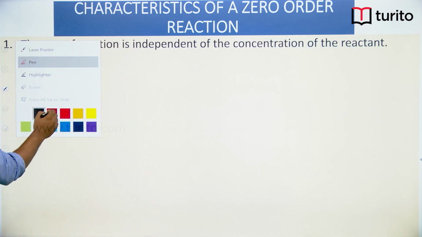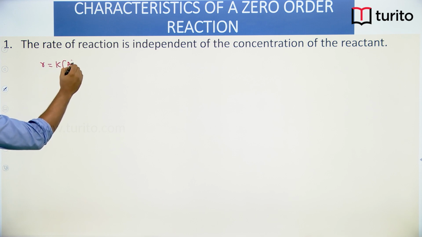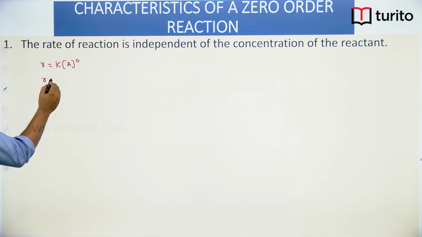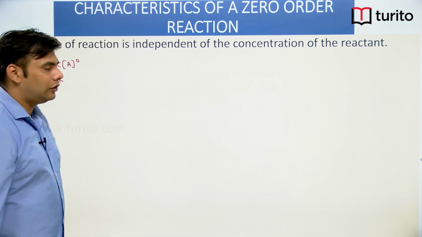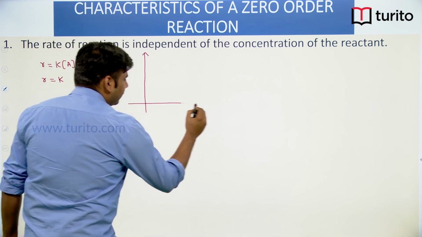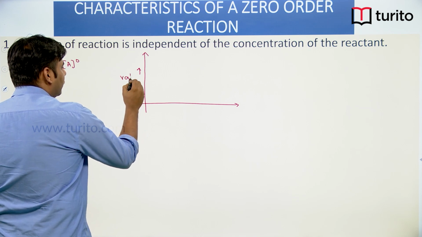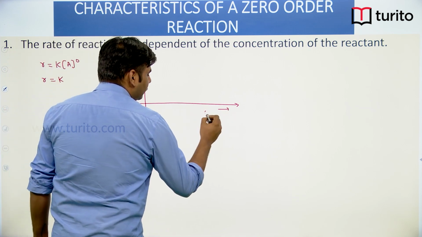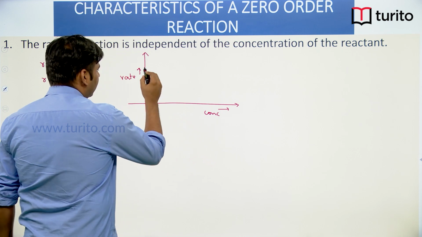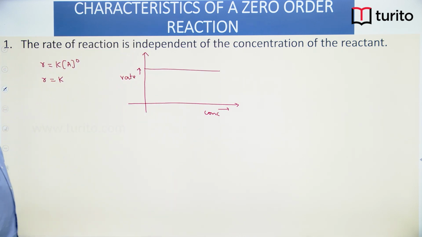Now we have already written that rate is equal to K into A raised to power 0. So basically rate is equal to rate constant, so it is independent of concentration of the reactant. So if we draw a plot between rate of the reaction and concentration, we know that this will be a constant. Okay, so this will be a constant parallel to concentration axis.